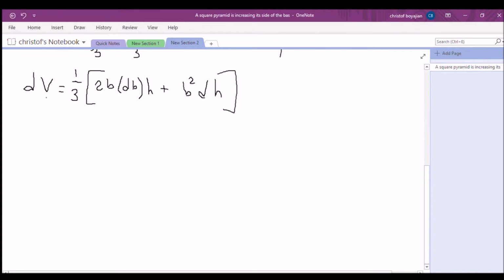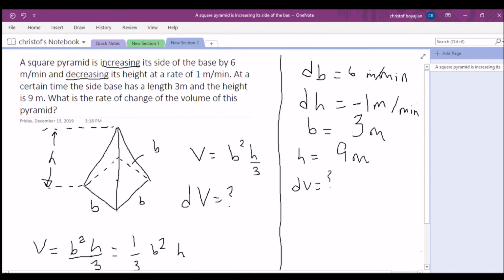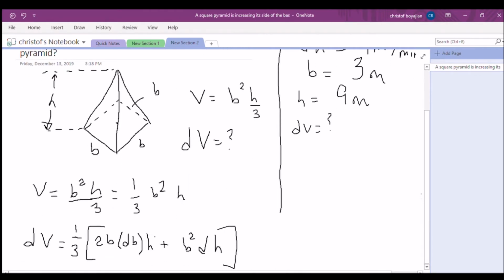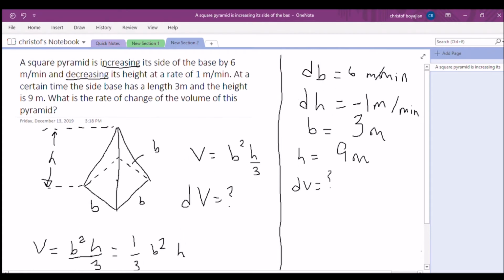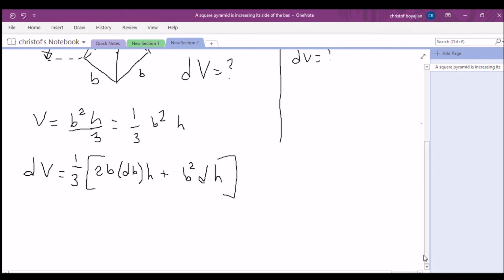Now, we want to know what dV is. So how are we going to do that? Well, do we know all of these values? Well, we do. We have h. Okay, we do need h. Now, we have b. We have dH and dB. So we do have all these known values. So we can go ahead and plug and chug our known values.